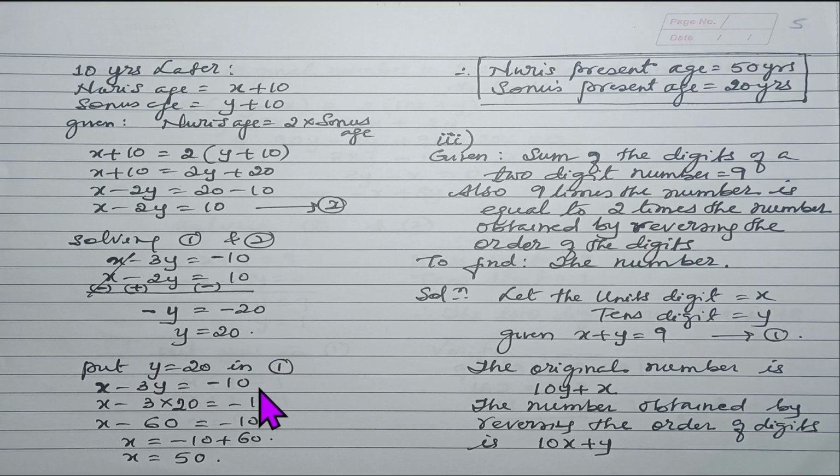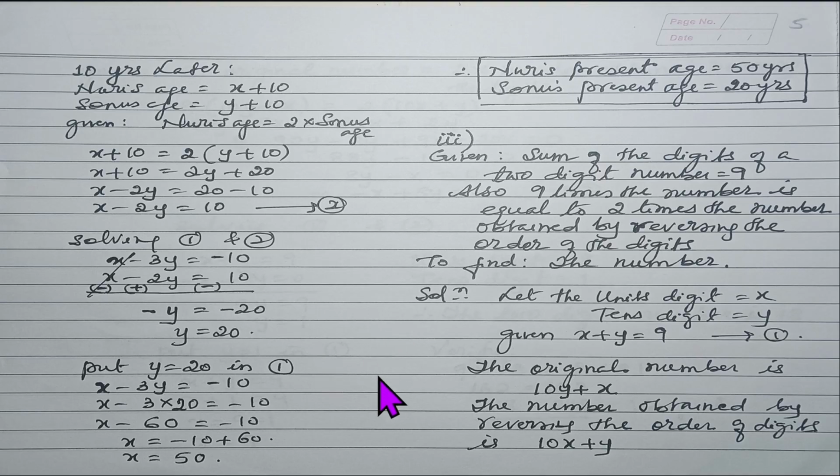Now x minus 3y equal to minus 10, x minus 3 into 20 is equal to minus 10, x minus 60 is equal to minus 10, x is equal to minus 10 plus 60, and we have got x is equal to 50. So we got x is equal to 50, y is equal to 20. It means that Noori's present age is 50 years and Sonu's present age is 20 years. So that is how we have found out the ages of Noori and Sonu.